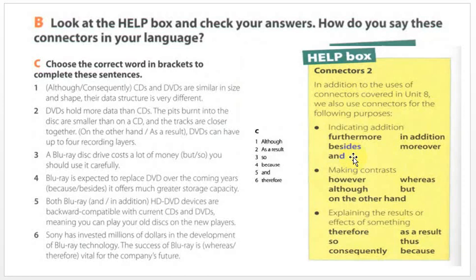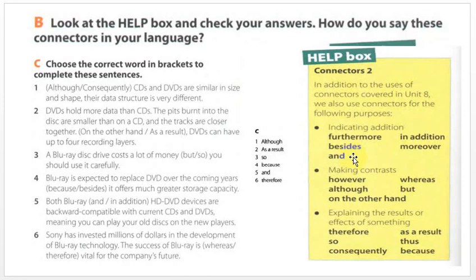We continue our lesson online. Explaining the result or effects of something: therefore, so, consequently, as a result, thus, because. Therefore, so, consequently, as a result, thus, because. Okay.